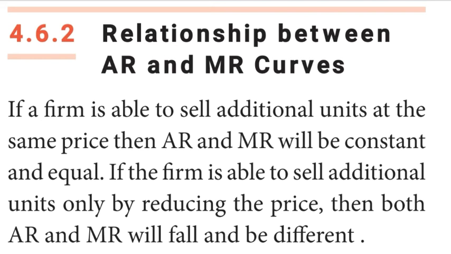If a firm is able to sell additional units at the same price, then AR and MR will be constant and equal. If the firm is able to sell additional units only by reducing the price, then both AR and MR will fall and be different.